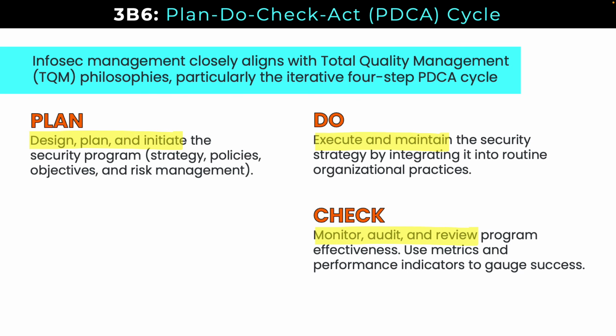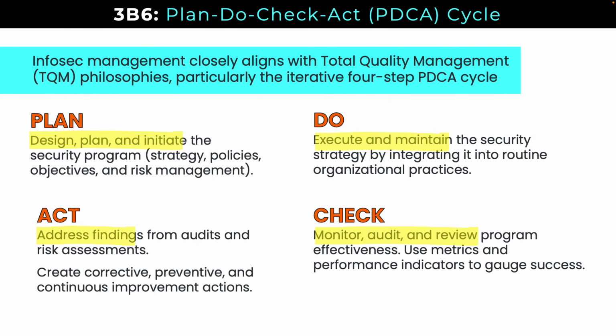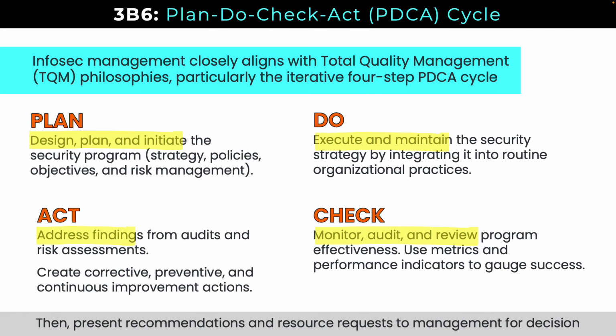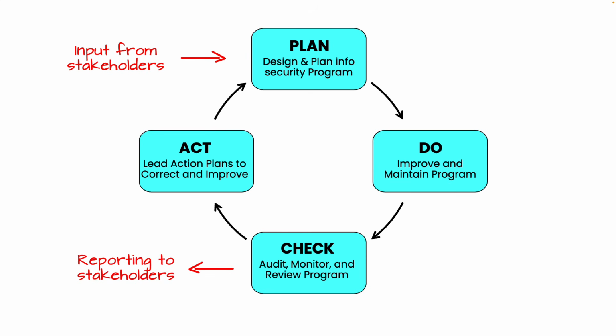What do we say about our metrics? Relevant, measurable, actionable. And then act. Here we address findings from audits and risk assessments, and we create corrective, preventive, and continuous improvement actions. And then we're going to present recommendations and resource requests to management for decision. So if we look at PDCA visually, basically input from our stakeholders goes into that plan phase, and reporting to stakeholders comes out of the check phase, because as we're going to act, we want to first get appropriate approval, and we might need additional resources.